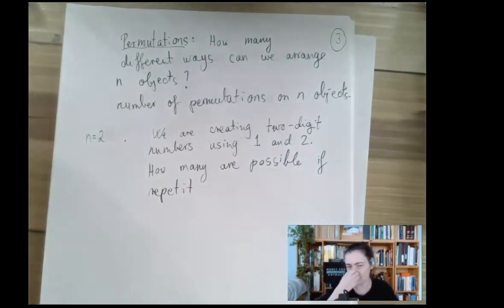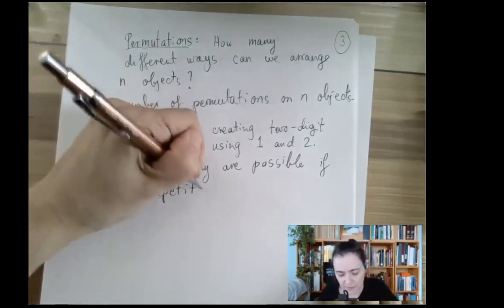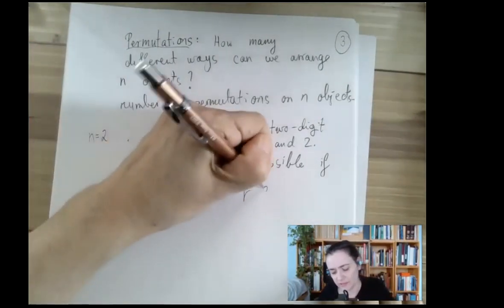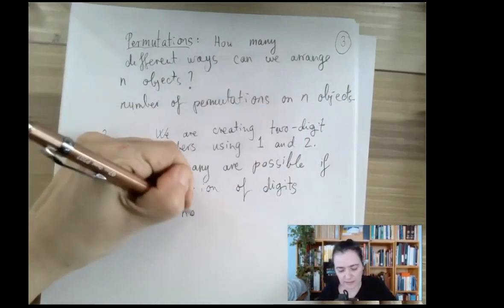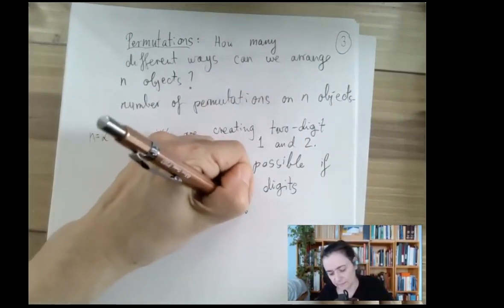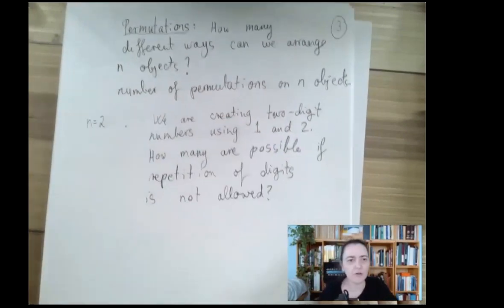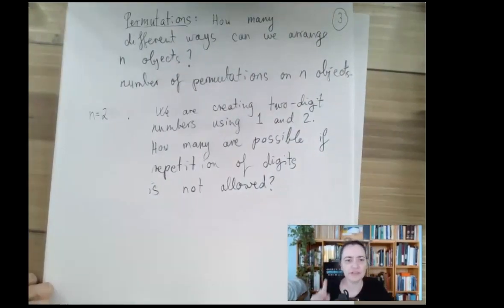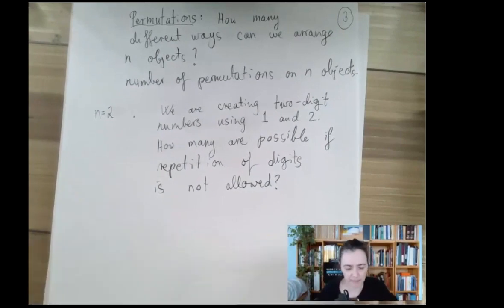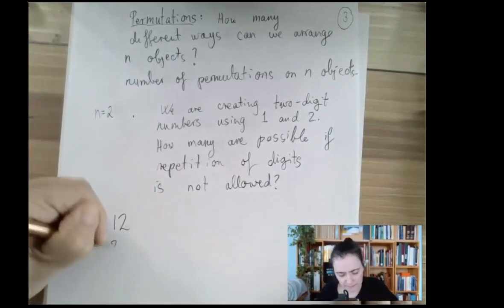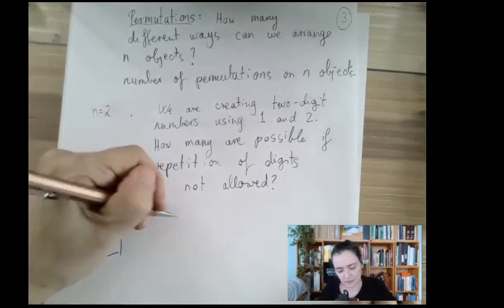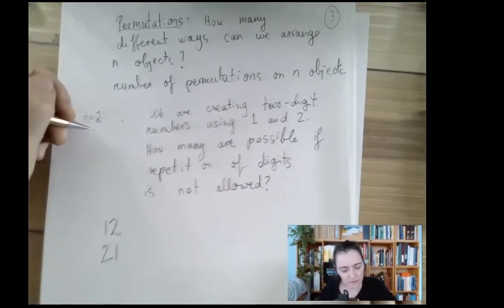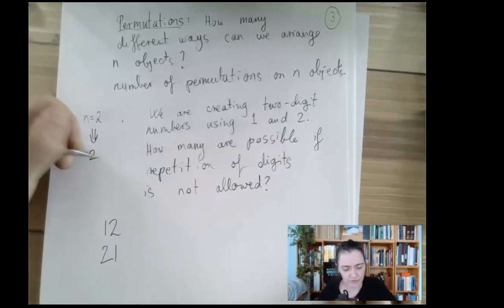Wow, the question is going to be much longer than the answer. Repetition of digits is not allowed. Well, how many 2-digit numbers using only 1 and 2? These two. That's it, right? So the answer for n equals 2 is 2. All right.